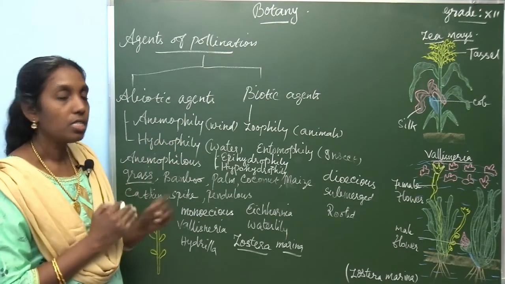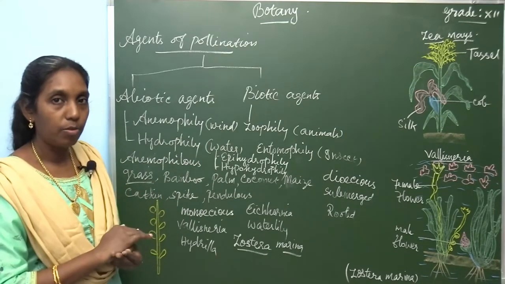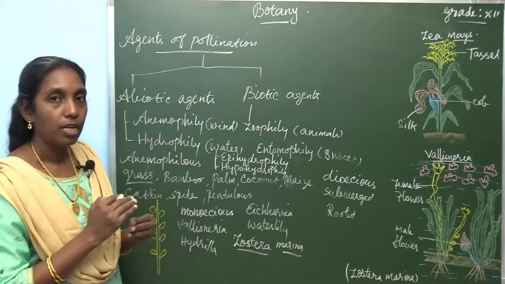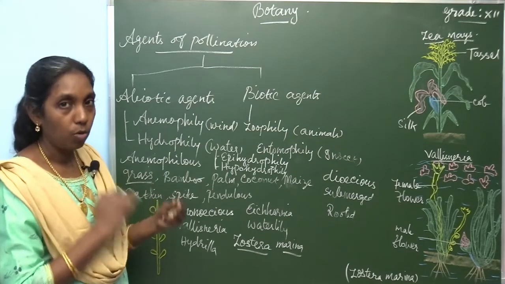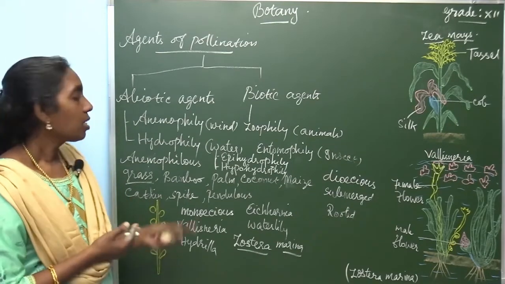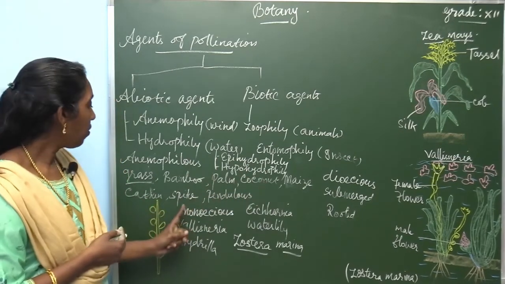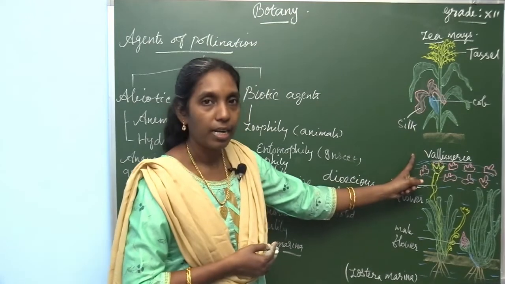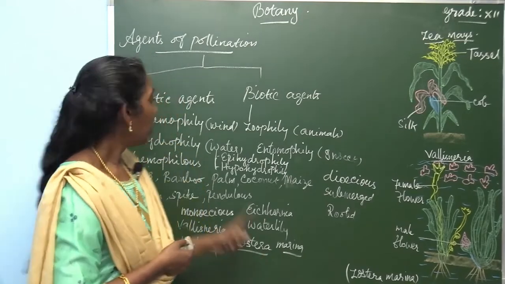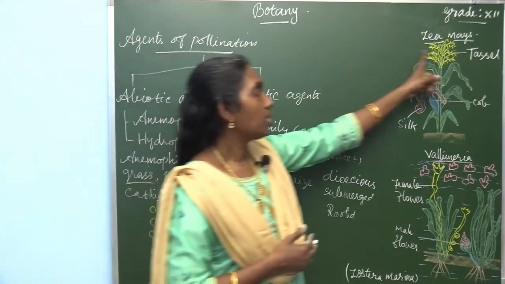Anemophily: wind pollinating flowers are called anemophilous, and the phenomenon is called anemophily. Likewise, pollination by water is called hydrophily, and the flowers are said to be hydrophilous. There are two types of hydrophily, epihydrophily and hypohydrophily. An example of epihydrophily is Vallisneria spiralis, and of hypohydrophily, Zostera marina. And an example of an anemophilous flower is Zea mays.